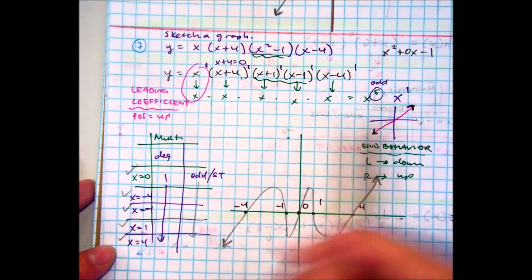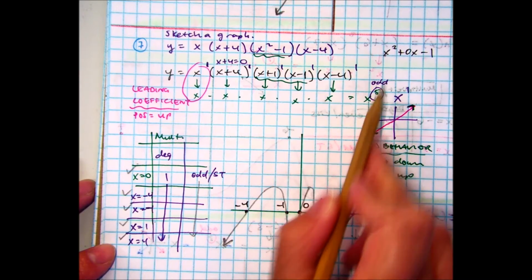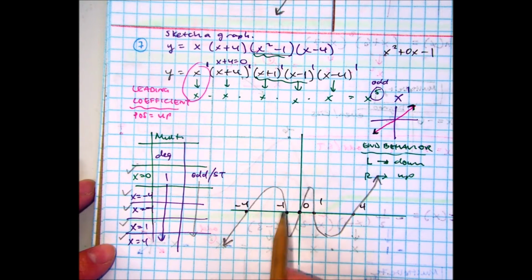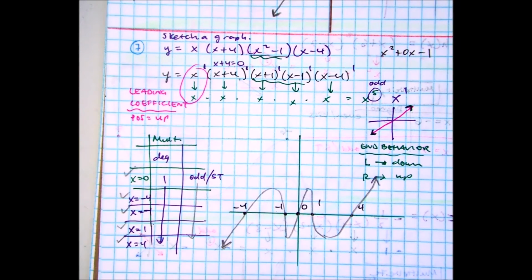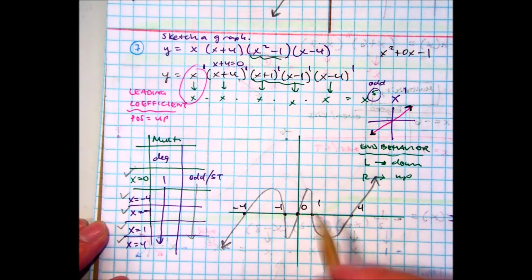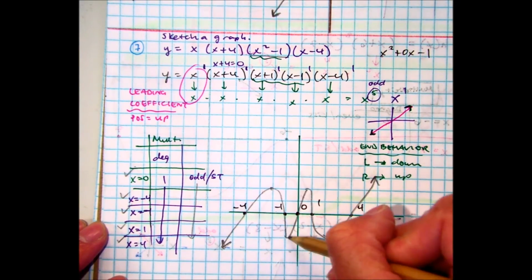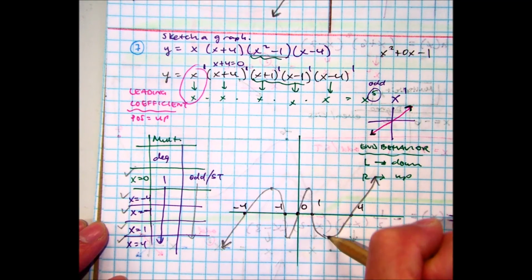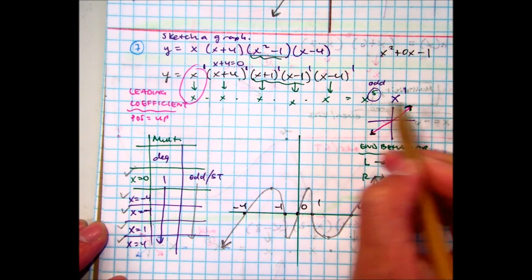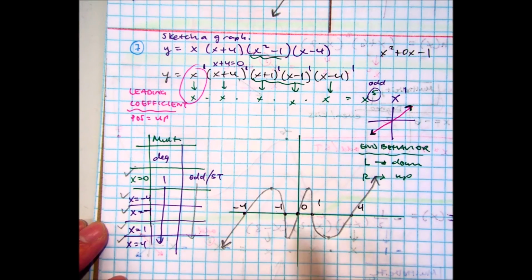Okay, so we know that our highest degree is to the 5th power. So I have 1, 2, 3, 4, 5 real zeros. And then count my turning points with me. Ready, set, go. 1, 2, 3, 4. And that matches, right? N minus 1, or 1 less than that, means there's a maximum of 4 turning points.